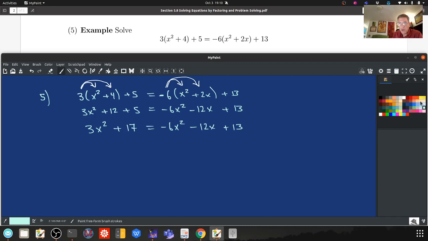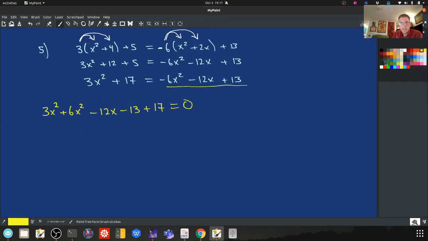So I'm going to move all of the terms on my right hand side over. I have a 3x squared already here. When I move my minus 6x squared over, it becomes 6x squared. When I move my minus 12x over, it becomes minus 12x. Then when I move my 13 over, it becomes minus 13. And we can't forget that there's already a 17 there.